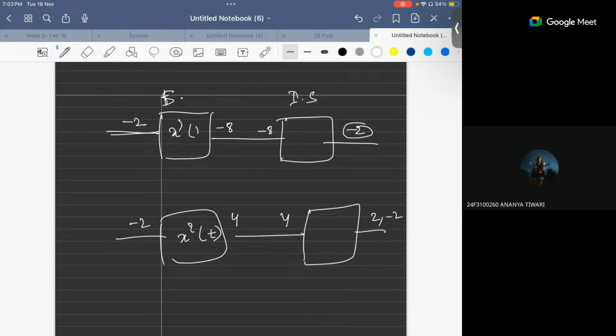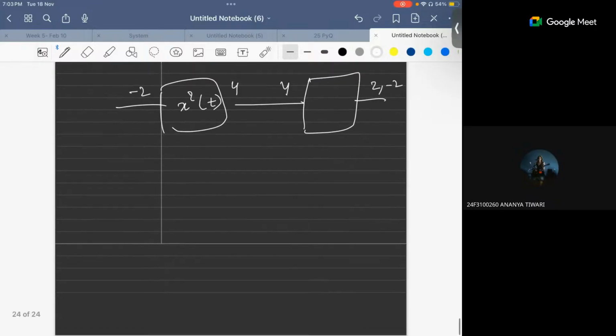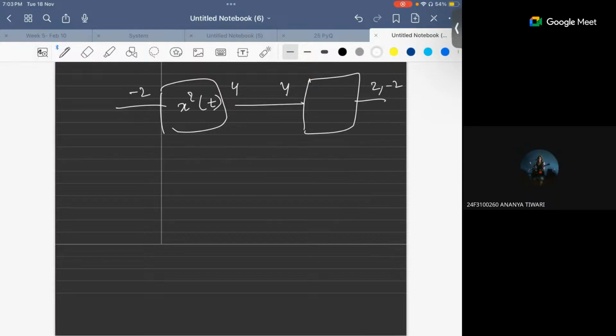Okay, sir, I have one question. Can you take that one? y of t is equal to cos of x of t plus c. This is the system: y of t equals cos of x of t plus c.